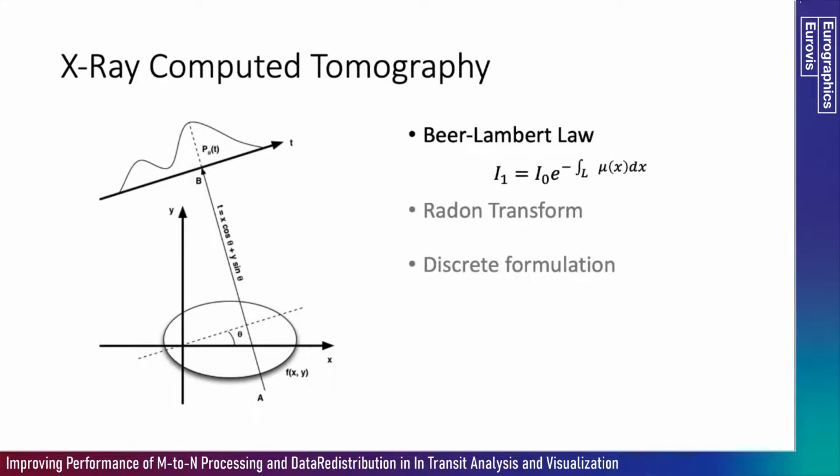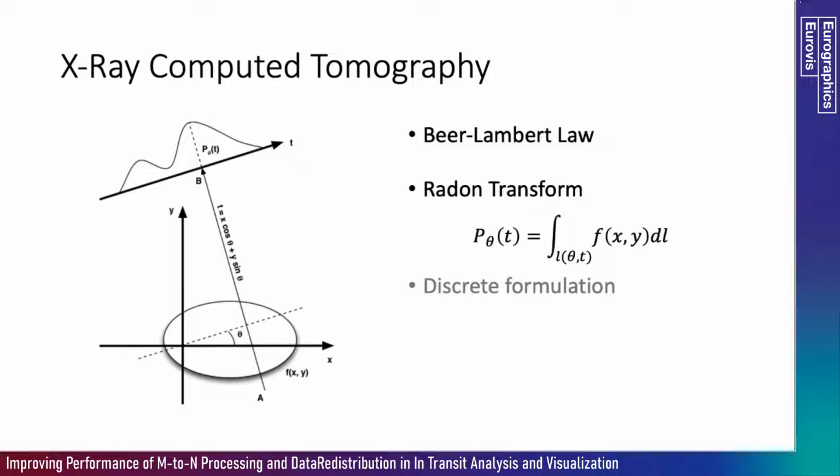Reconstruction in X-ray computed tomography begins with a source that emits an X-ray of initial intensity I0. The X-ray passes through an object and is attenuated according to the Beer-Lambert law shown here. Finally, the attenuated intensity I1 is measured at the detector. The reconstruction process recovers the unknown attenuation coefficients, which is equivalent to computing the object's density distribution.